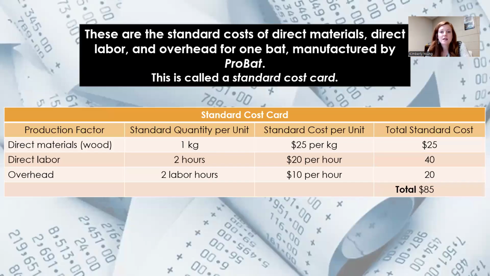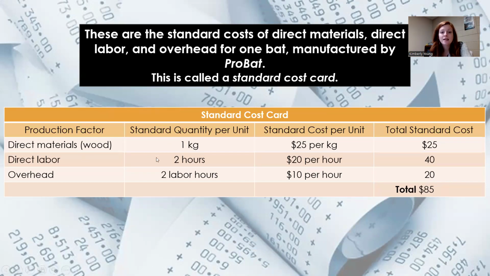So let's look at an example. This is Pro Bat Company, and they have their standards for direct materials, so the wood for a bat. They need 1 kilogram per unit, at $25 per kilogram. So 1 kilogram times $25, and we expect each bat to cost us $25 in materials.